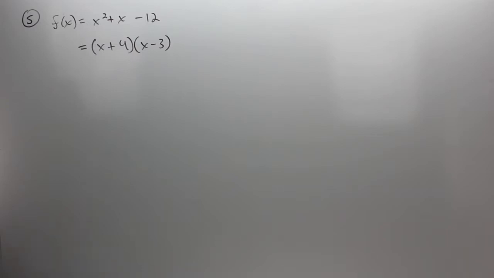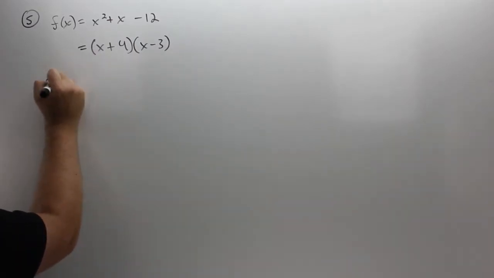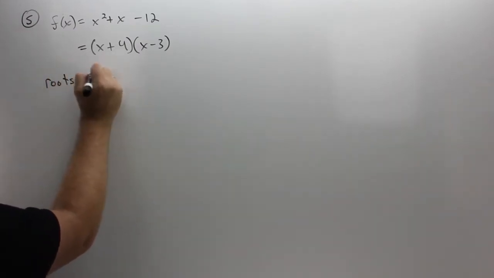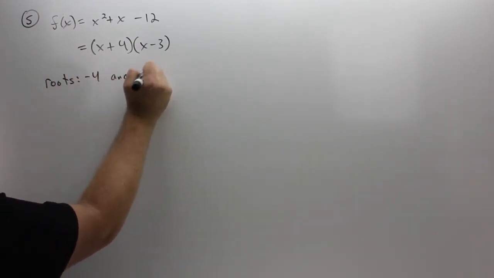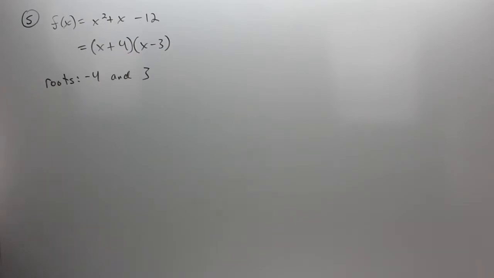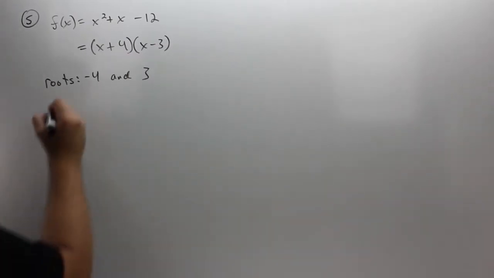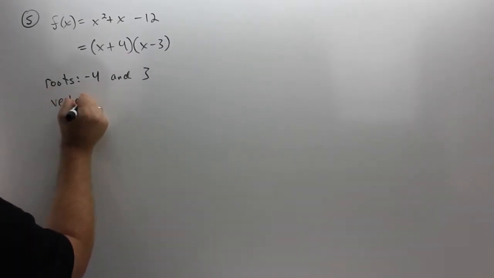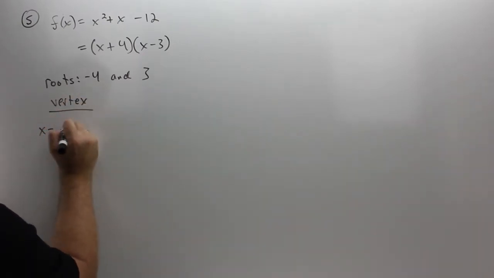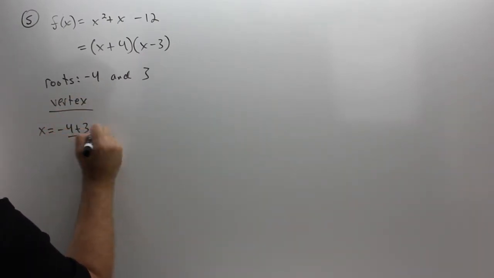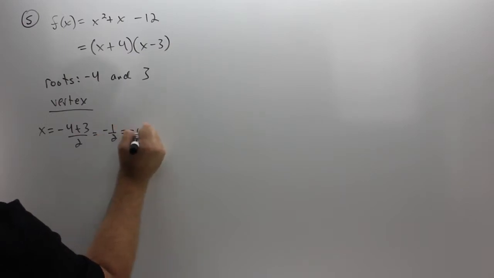Give it a look. Okay, so if you think about this, at this point that means we have roots of negative 4 and 3. And our vertex has to fall directly in between those two roots. So to get our x value for the vertex, we just average those out. Negative 4 plus 3 over 2 equals negative 1 over 2, which equals negative 0.5.